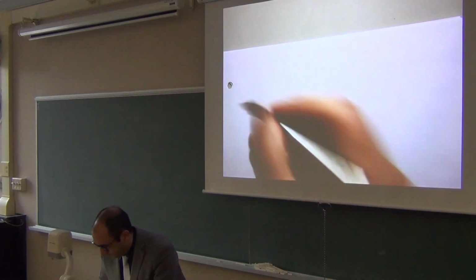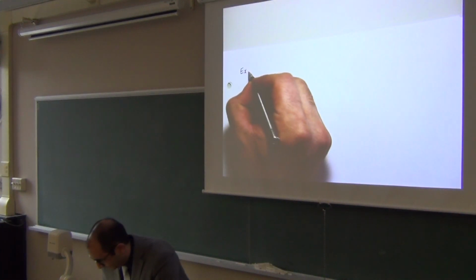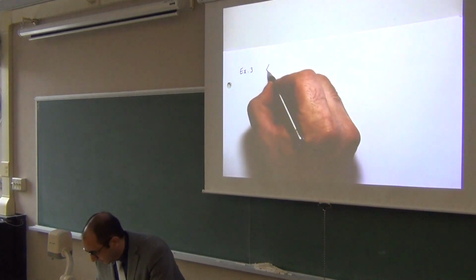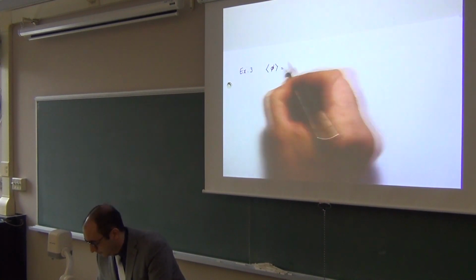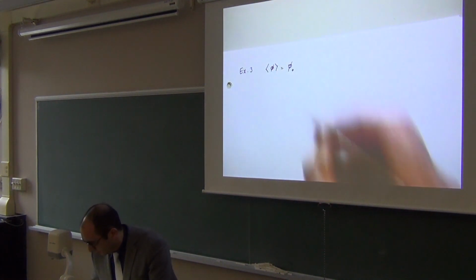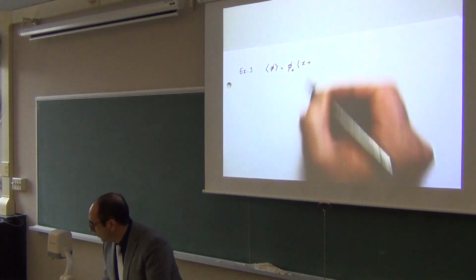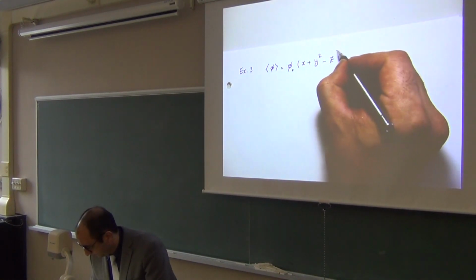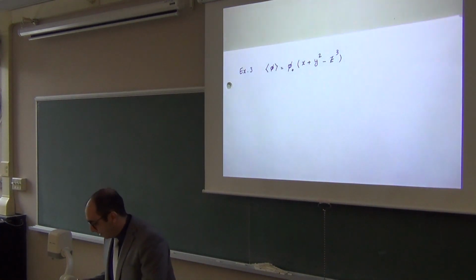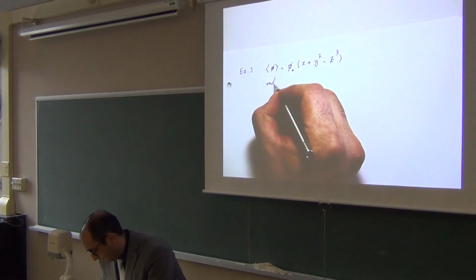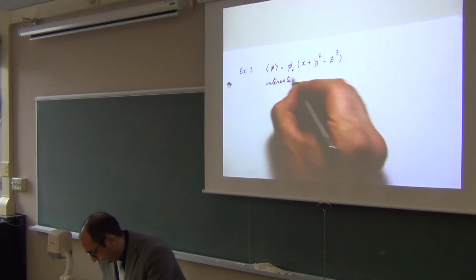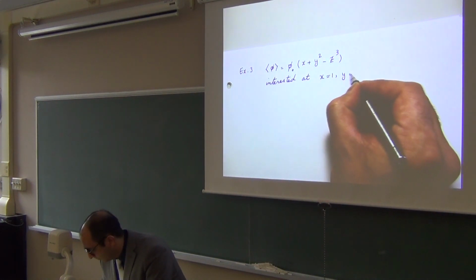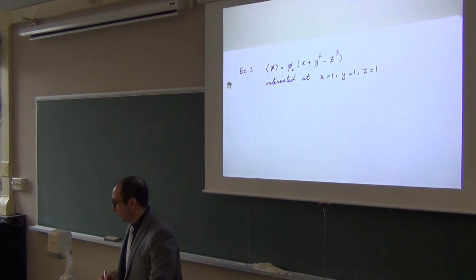Example 3. The mean passive scalar is equal to this constant phi naught, phi 0, x plus y squared minus z cubed. And I'm interested at x equal to 1, y equal to 1, and z equal to 1.